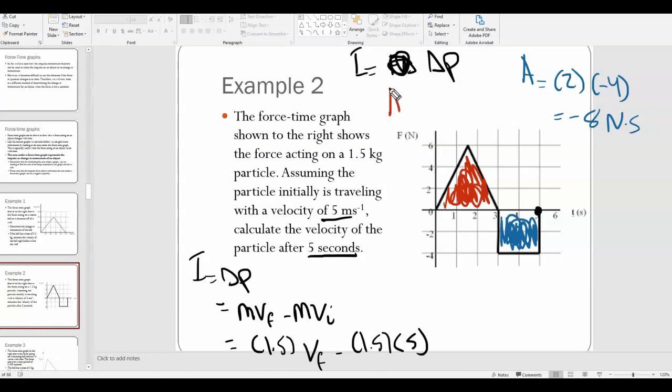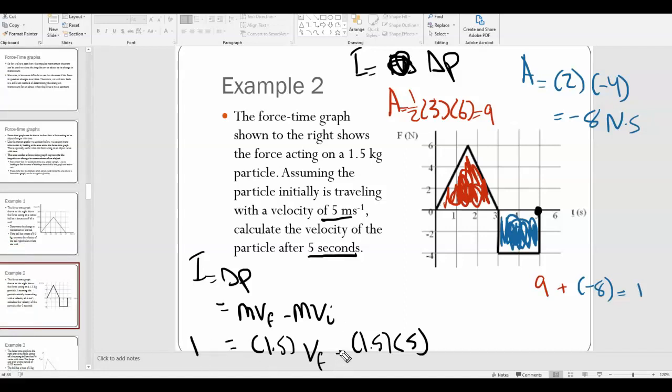The area of the red triangle would be 1/2 base, which is 3, times the height, which is 6, and that would be 9. And so 9 plus -8 gives you 1. That means the impulse acting on this particle over the entire time is 1.